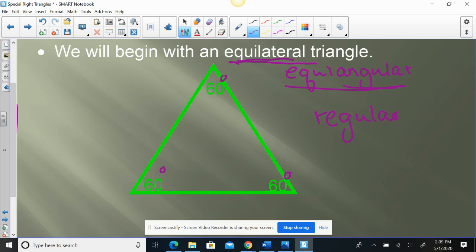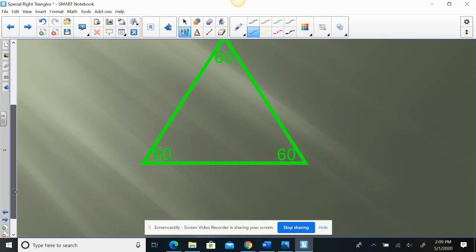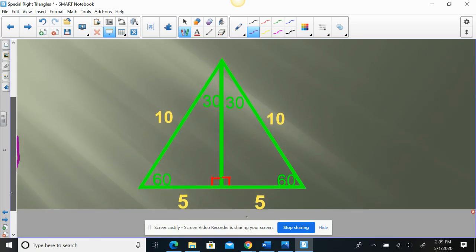Can you think of the regular quadrilateral? In other words, what four-sided figure has all equal angles and all equal sides? A square. So, all right, so I know if this was equilateral, all my sides are equal, all my angles are equal. So we are going to start by labeling the sides any even number you want, or you can just wait and I'm going to pick a number for you in a second. So I pick 10. 10's an even number.